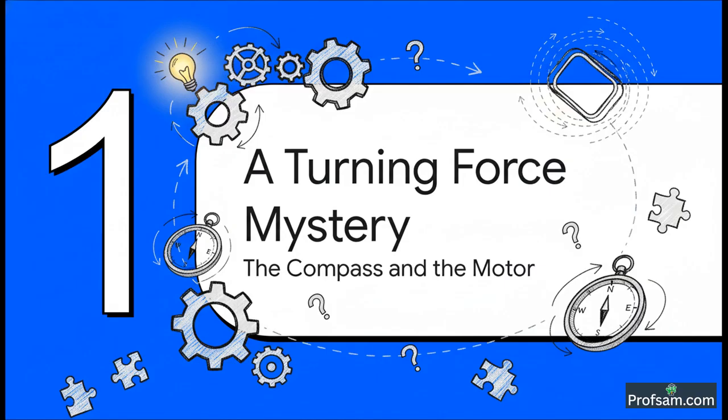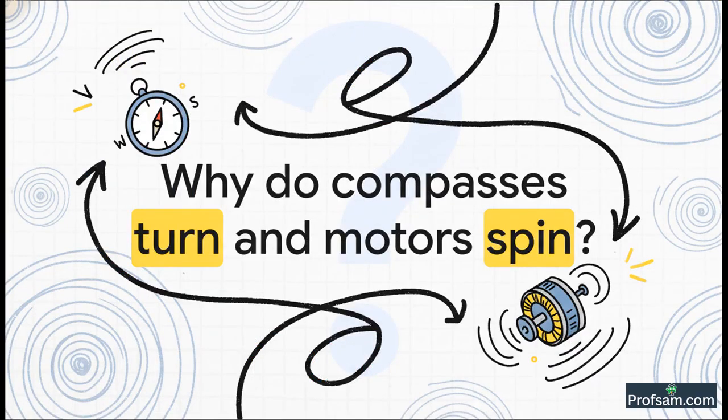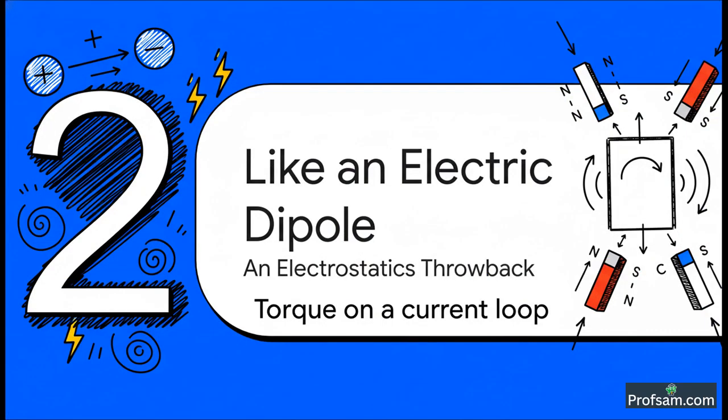Okay, to get our brains warmed up, let's start with a little mystery, a question about things we see around us. So, what is this invisible force that makes a compass needle point north, or a motor spin? That turning force, that torque, is exactly the mystery we're going to solve today. Now, here's a secret that will make this topic much easier. You've actually already learned something very, very similar. Remember Chapter 1, electrostatics? We're going to connect back to that.